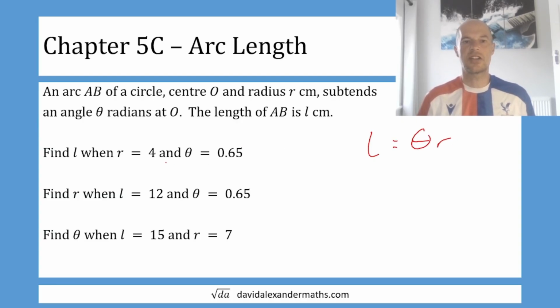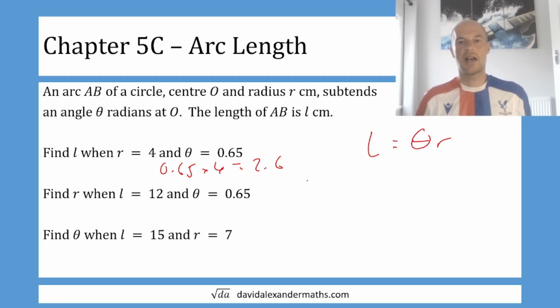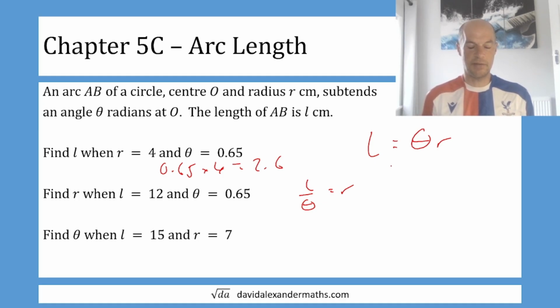so therefore L is just going to be 0.65 multiplied by 4 in this first example, and 0.65 multiplied by 4 is 2.6. Okay, here we want to find r, so L over theta is r, just rearranging that equation, so that's going to be 12 divided by 0.65, so therefore r is 240 over 13.